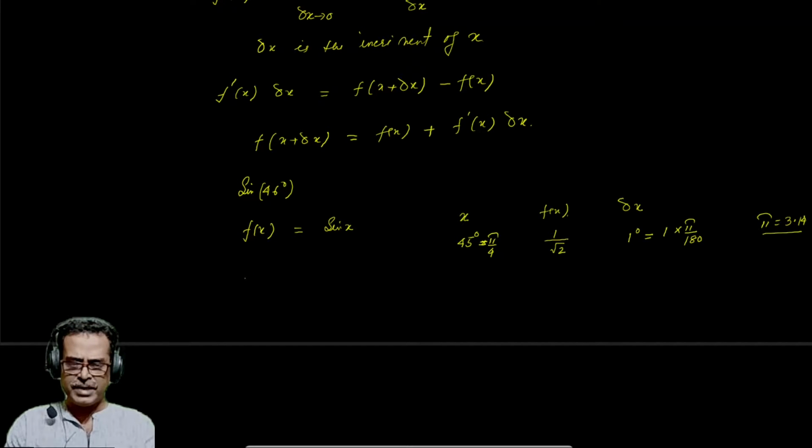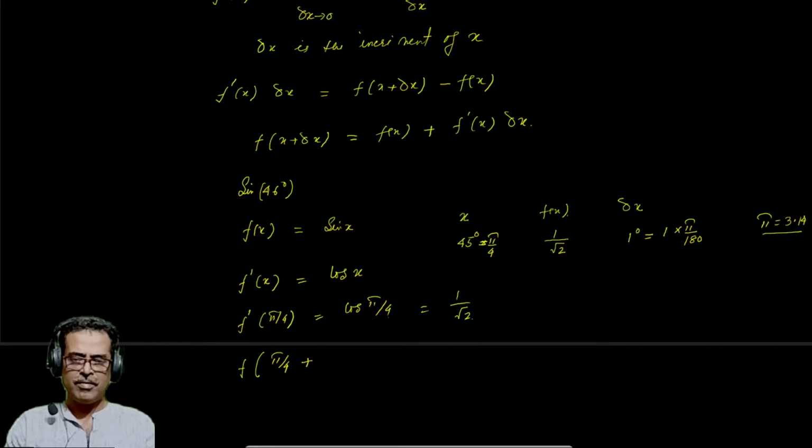Now f'(x) is equal to cos x. So f'(pi by 4) is equal to cos pi by 4, which is equal to 1 by root 2. Now f(x), that is pi by 4, plus del x that is equal to pi by 180, is equal to f(pi by 4) plus f'(pi by 4) into del x, that is pi by 180.